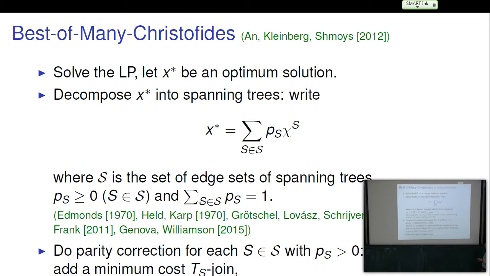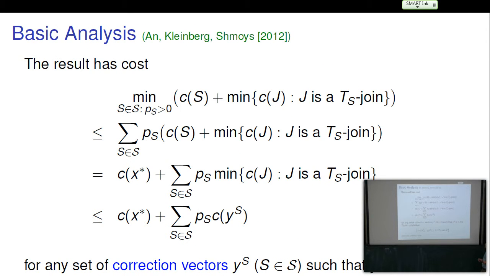So let's see how the basic analysis of this algorithm works, and that's all due to Kleinberg and Schmutz. So the cost of the solution is the minimum over all trees that contribute to our convex combination of the cost of the tree plus the cost of parity correction, right? And the minimum is clearly less or equal to the weighted average. That's evident. And now we have two summands here. So if we take the weighted average of the first, the cost of the trees, that's exactly C of X star, because we decomposed X star into the trees.